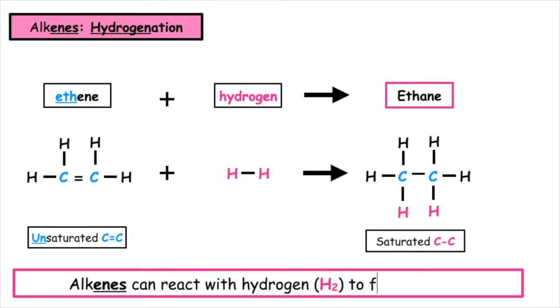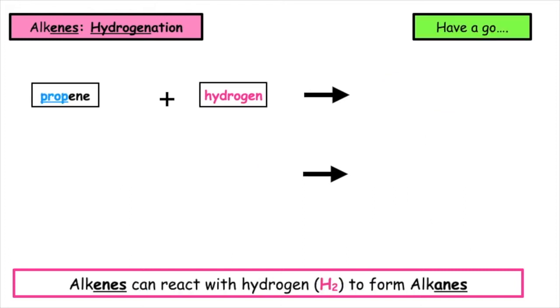Alkenes can react with hydrogen to form alkanes. We need to be able to take this and write the molecular formula for this. So we would have C2H4 plus H2 goes to C2H6. So here's one for you to have a go at. If you want to pause the video, you can have a go at drawing the full structural formula, identifying the name of the product, and converting this into your molecular formula.